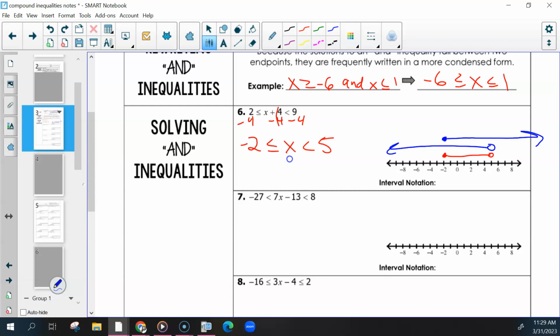For our interval notation, where would that start? Negative 2, parenthesis or bracket? Bracket, negative 2. Where does it end? 5, parenthesis or bracket? Parenthesis. Remember, sometimes you can have a mix, sometimes they're both parentheses, sometimes they're both brackets, it depends. Questions on any of that before we do another?